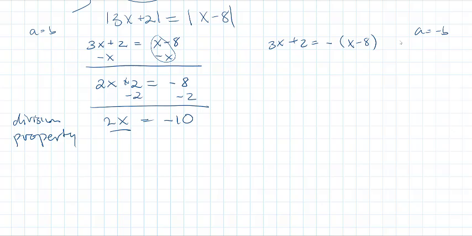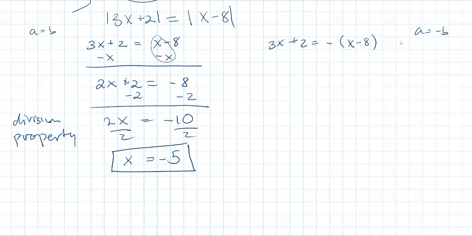Finally, what we can do is use our division property here and divide both sides by 2, in which case we just get x, because we had 2x divided by 2, so that's just 1x, equals negative 10 divided by 2, which is just negative 5. So that is one solution, and we will check it in just a moment.